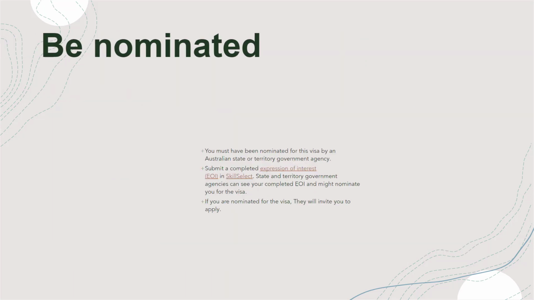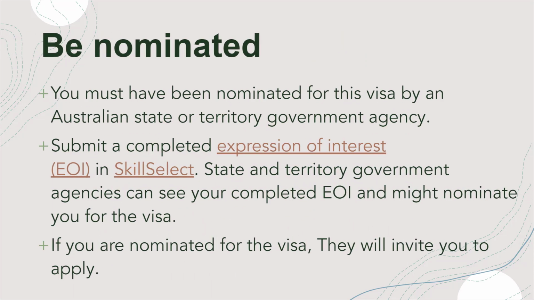Now, let's talk about being nominated. 190 visa. You must have been nominated for this visa by an Australian state or territory government agency. Submit a completed expression of interest in SkillSelect. State and territory government agencies can see your completed EOI and might nominate you for the visa. If you are nominated for the visa, they will invite you to apply.